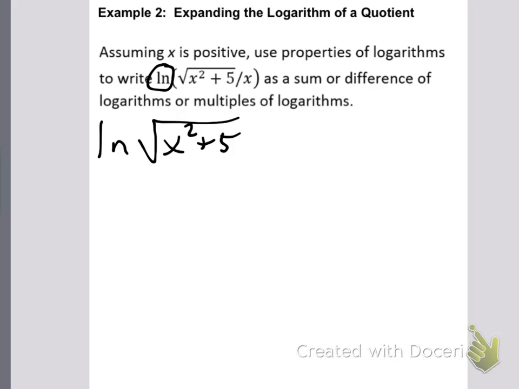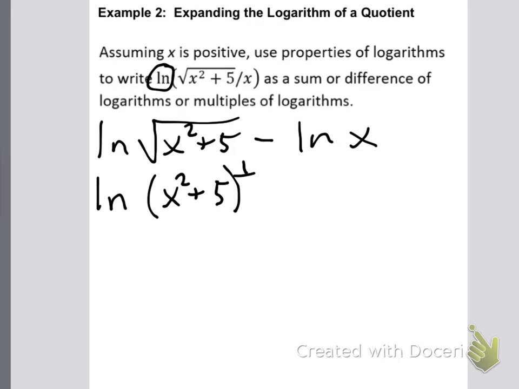So ln of the square root of x squared plus 5 minus ln x. Now the ln x is fine. There's nothing you can do with that. There's no properties you could use or anything like that. But the first one, oh, there's all kinds of stuff. So I've got ln. Now square root means what, everybody? I know you're all saying, it's the 1/2 power. Exactly. Okay?